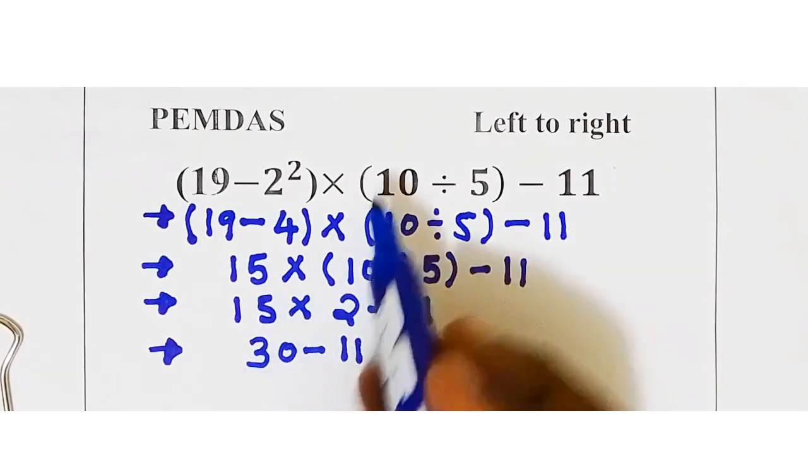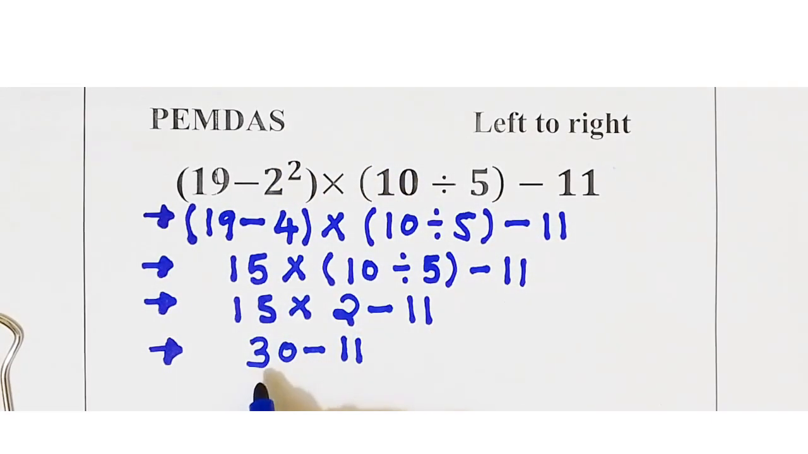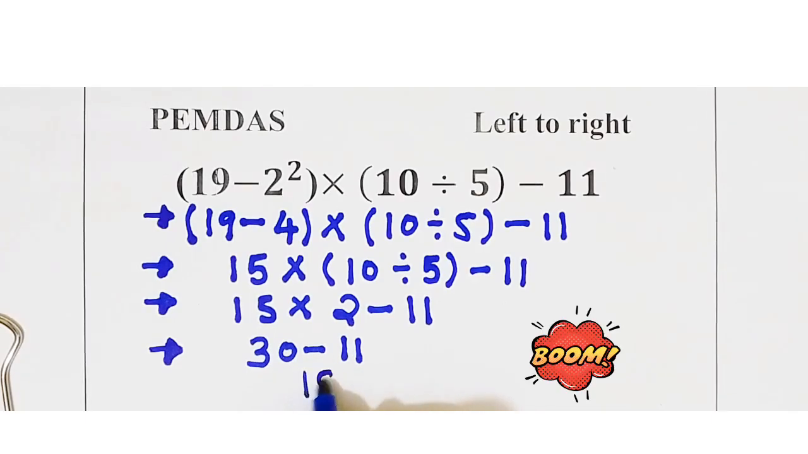We will finalize by subtraction. That is 30 take away 11. We will remain with 19.